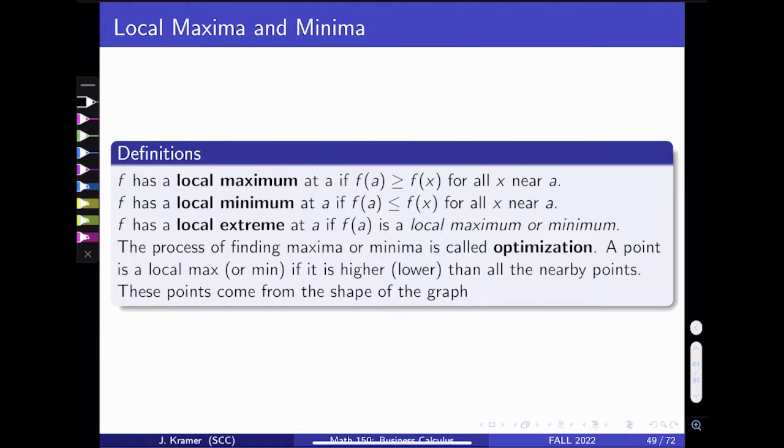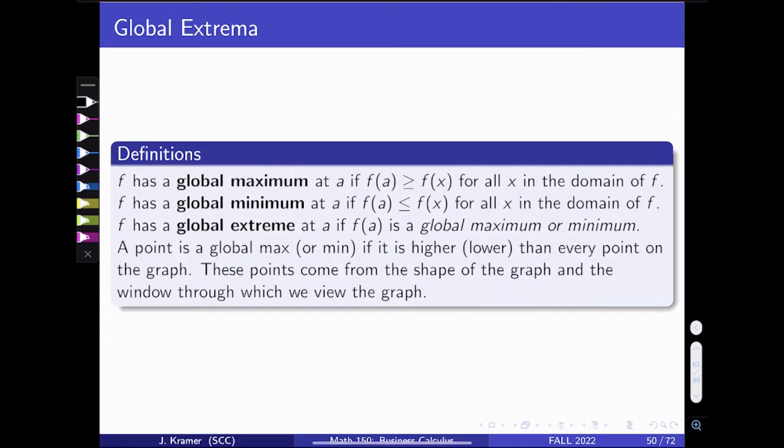A point is a local max or min if it's higher or lower than all the nearby points. These points come from the shape of the graph. The idea here for a local maximum or minimum is that it's for the x values near a certain point a, not overall in the entire graph. That would be our global extrema.